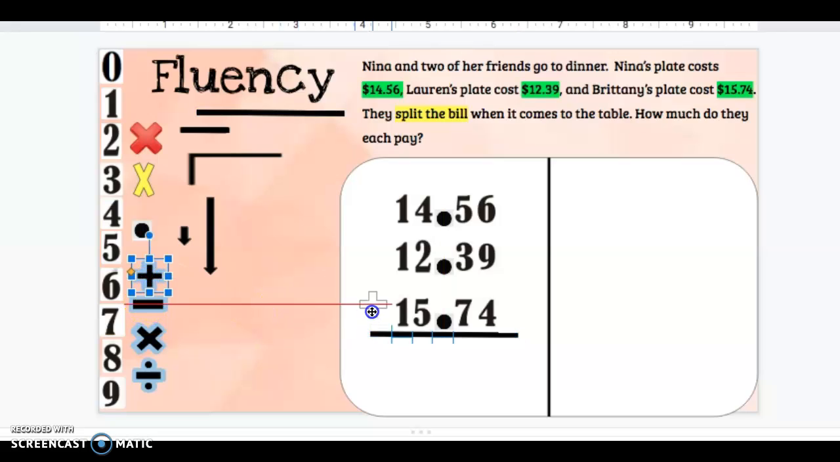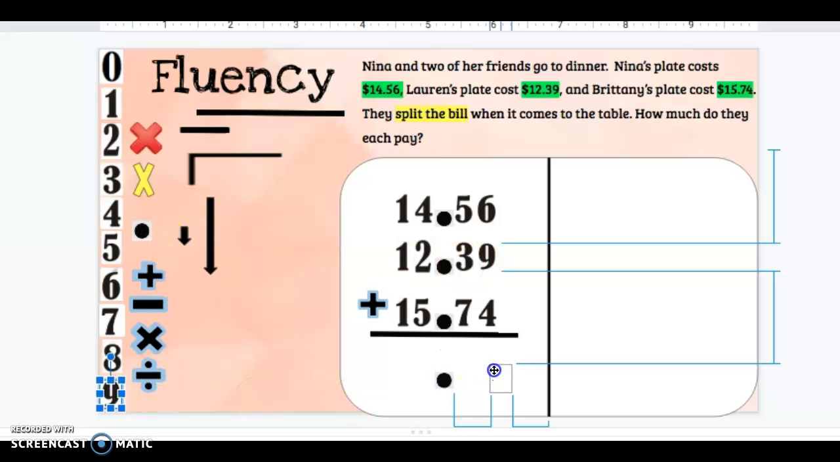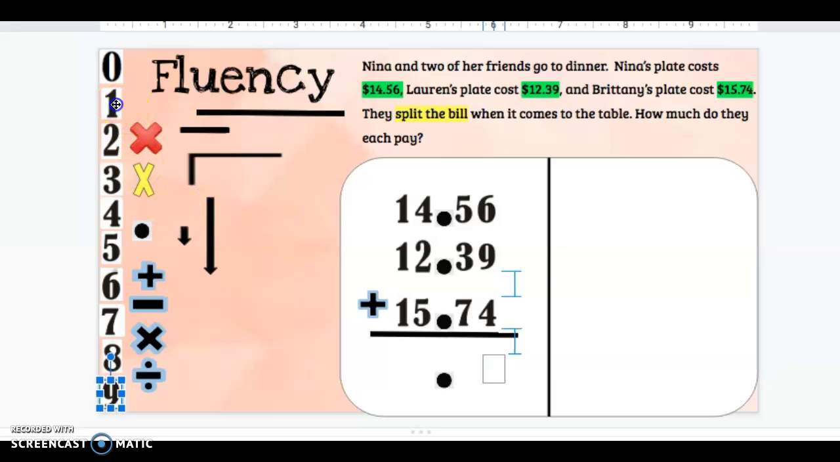Add them up. Drop the decimal point straight on down. 6 plus 9 plus 4. So let's start. 4 plus 9 is 13. 13 plus 6 is 13, 14, 15, 16, 17, 18, 19. 19. So you put your 9, bring up your 1.